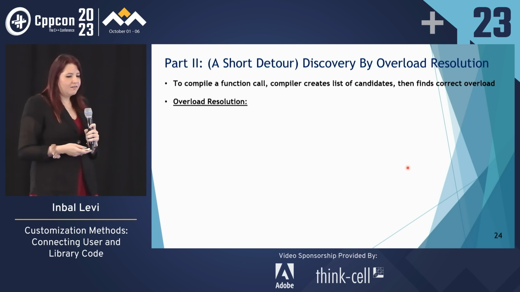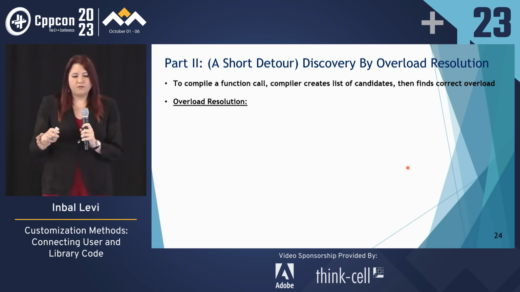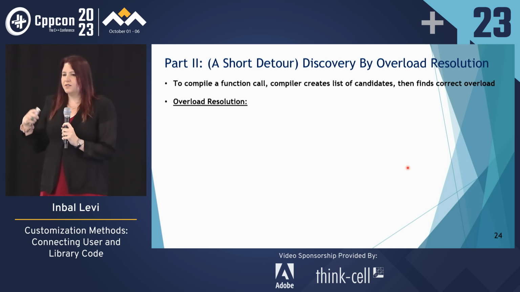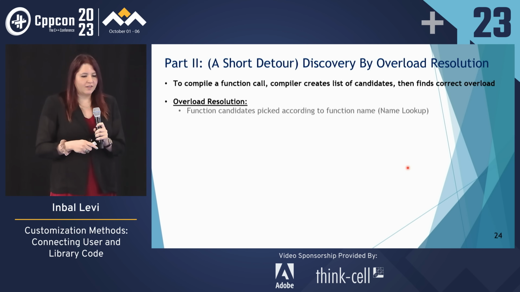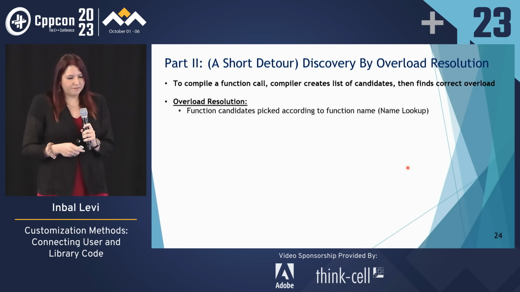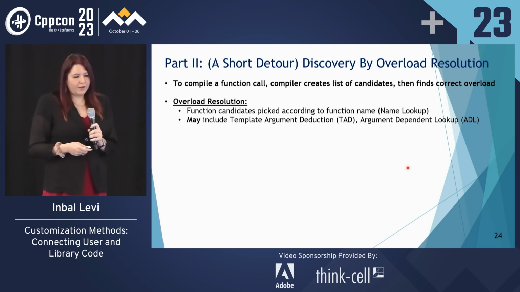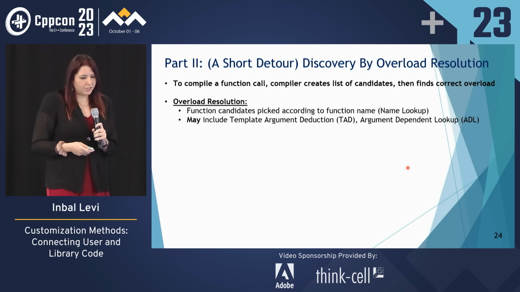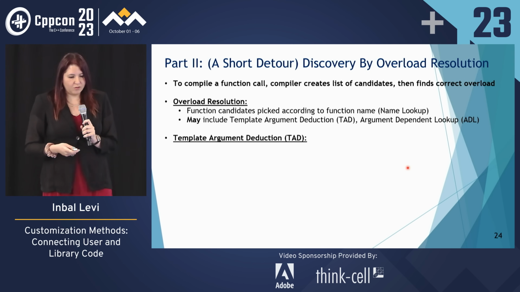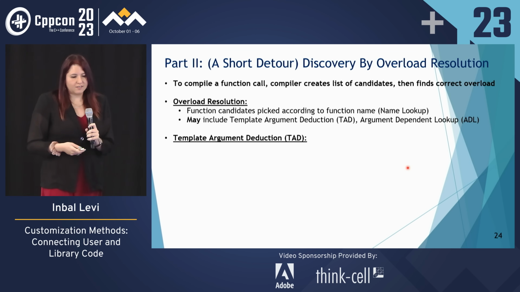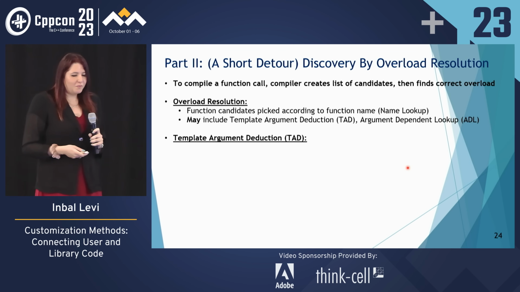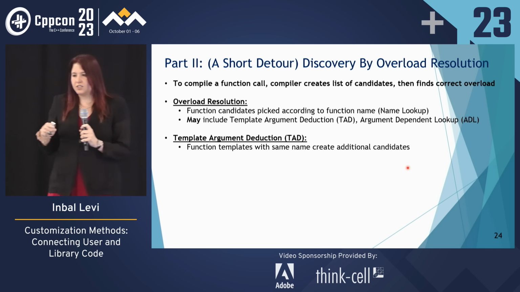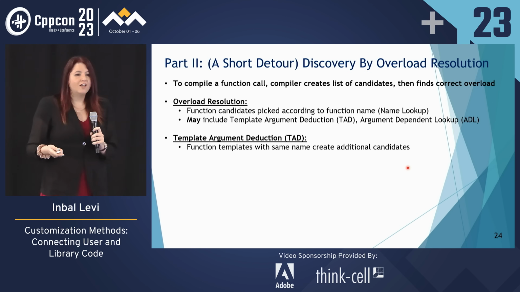To compile a function call, the compiler creates a list of candidates. And we then need to find the right overload to be called, right? This is called overload resolution. Function candidates are picked by name, and they may include template argument deduction and argument dependent lookup. So what are they? Template argument deduction means a function template with the same name can create additional candidates for the overload resolution.